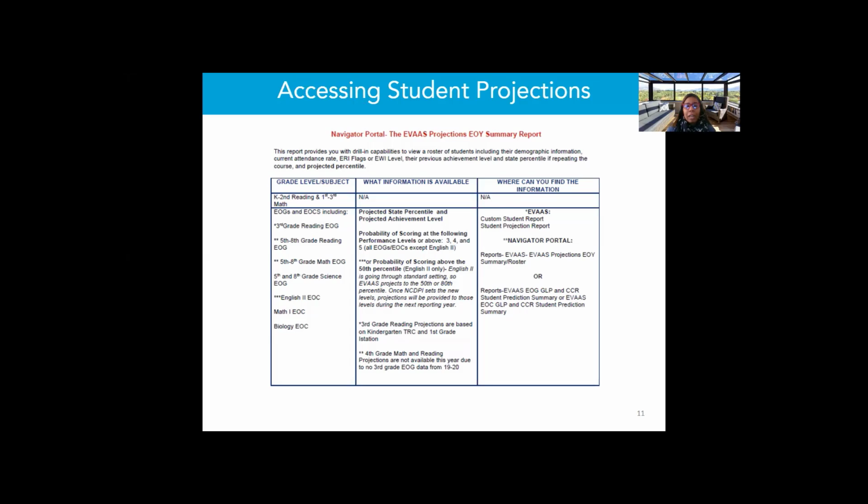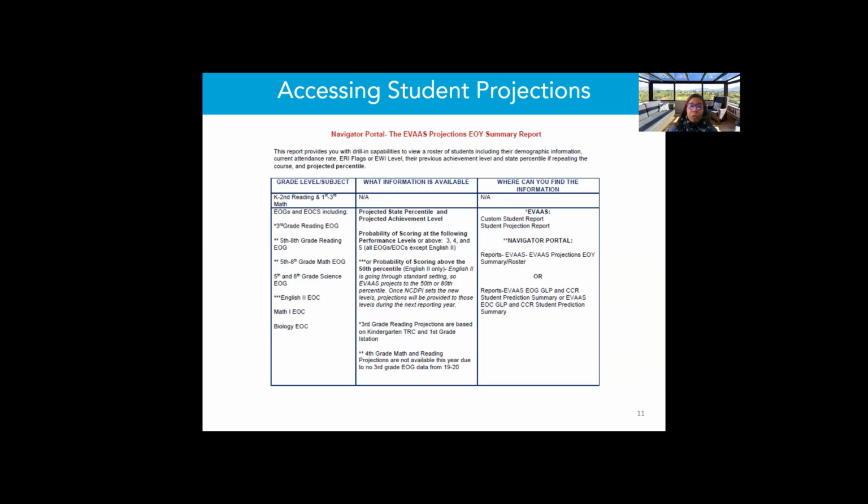You will have projections for your 3rd grade reading, 5th through 8th grade reading, 5th through 8th grade math, 5th and 8th grade science, and then our math one and our bio will have our normal projections where we get state projected percentile and probabilities for different levels.